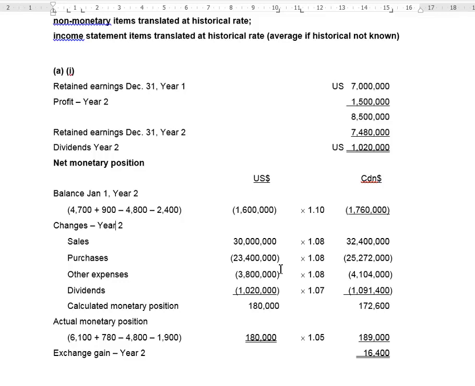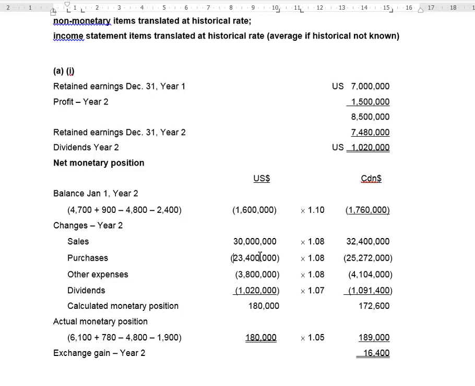But we don't have that, so we're just going to take the 3.8 million as it sits, and again we calculated what our dividends were. And don't forget, these items that have the brackets around them have them because they actually increase a monetary liability position, right? Because they use cash to settle them.